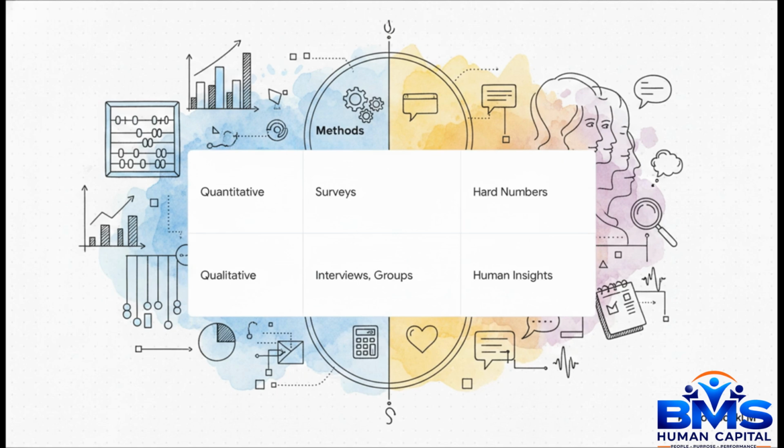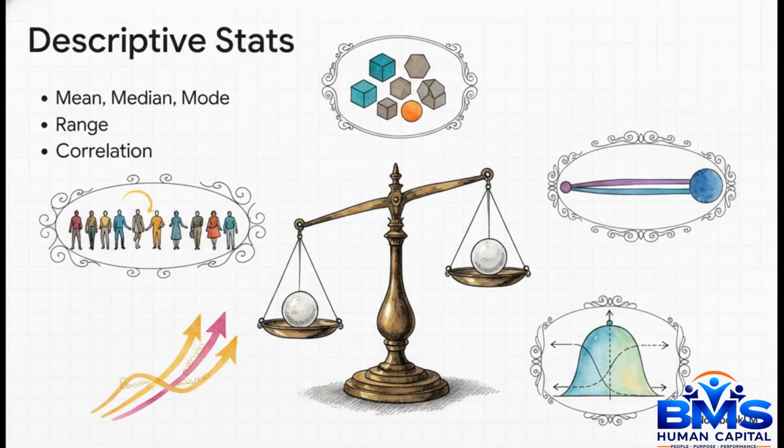Think of it like this. The numbers tell you what happened, but the conversations and observations, they tell you why it happened. Once we've got all that data, we use descriptive statistics to actually make sense of it all. The heavy hitters here include the mean, which is just your average, the median, which is the exact middle number, and the mode, the most frequent number in your data set. Then you have the range, which shows the spread from your lowest to your highest value.